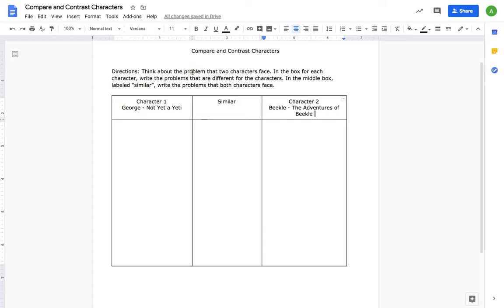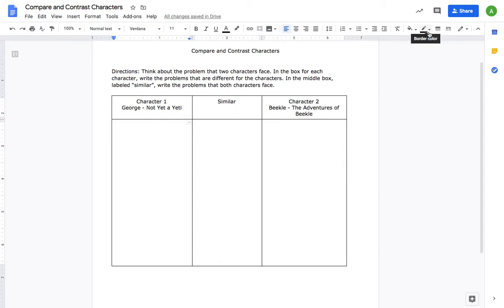We're going to think about the problems that two characters face, and in each box, we're going to write the individual problems that characters have. In the middle, we're going to put problems that are similar. You might find yourself writing a problem that you think is for one character, and it turns out it's for both. Let's start with George in Not Yet a Yeti.